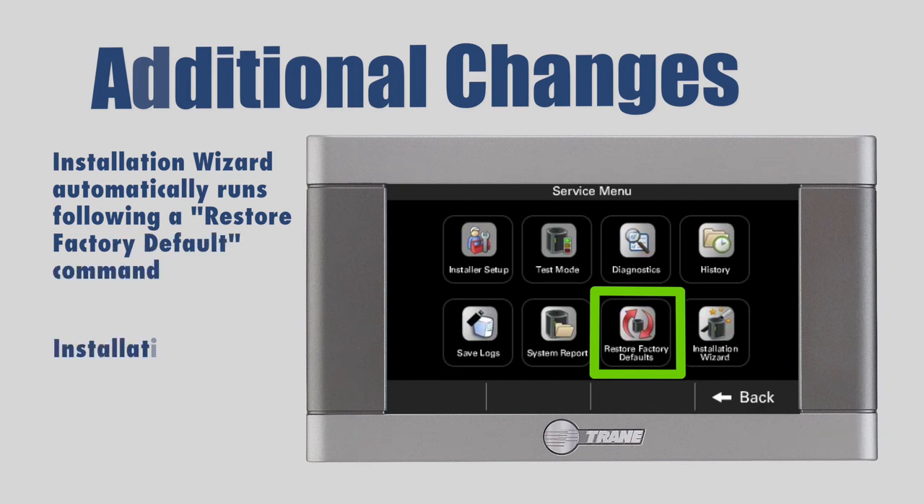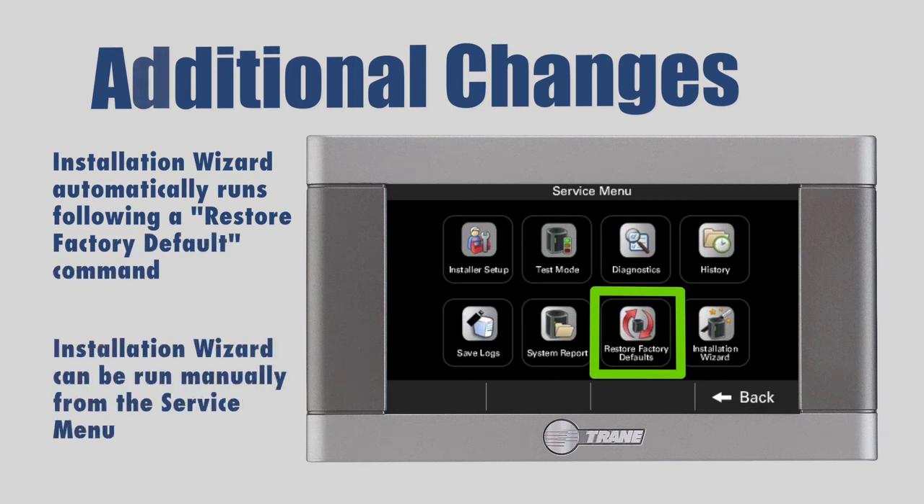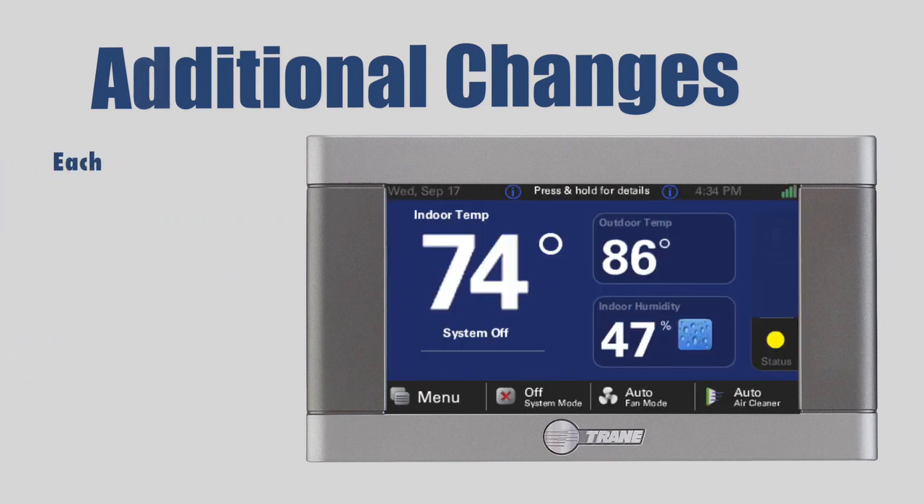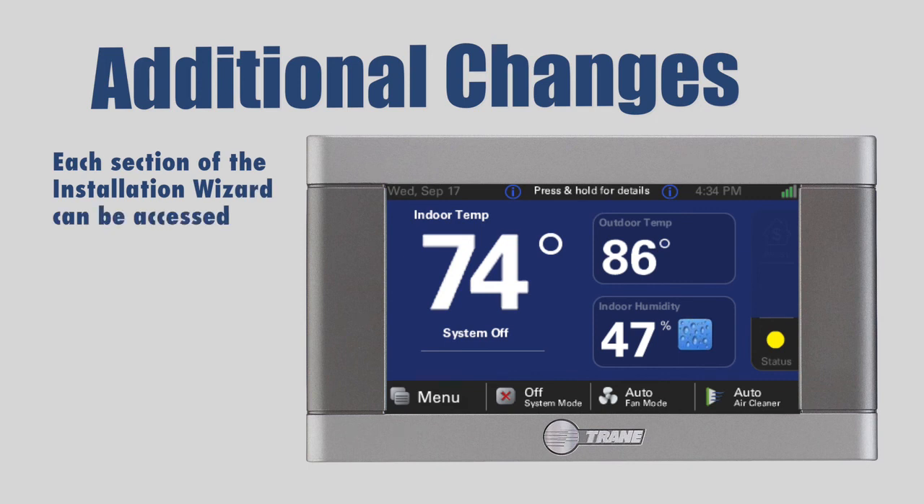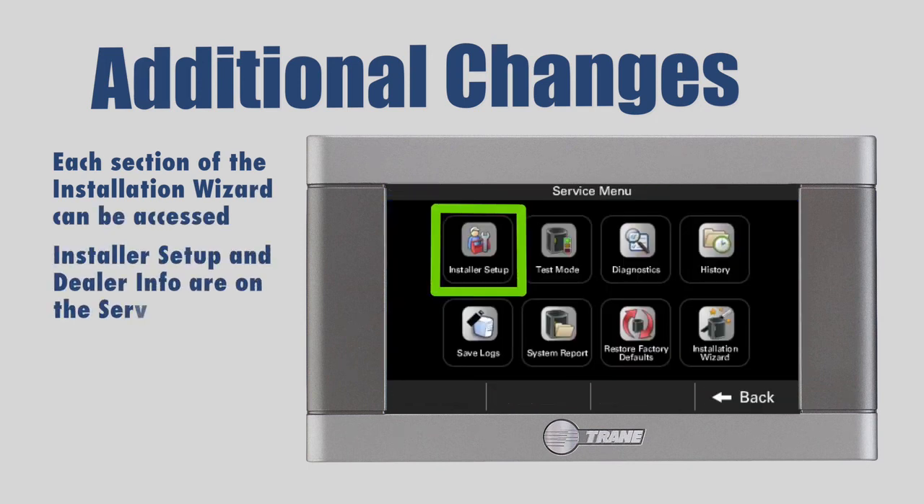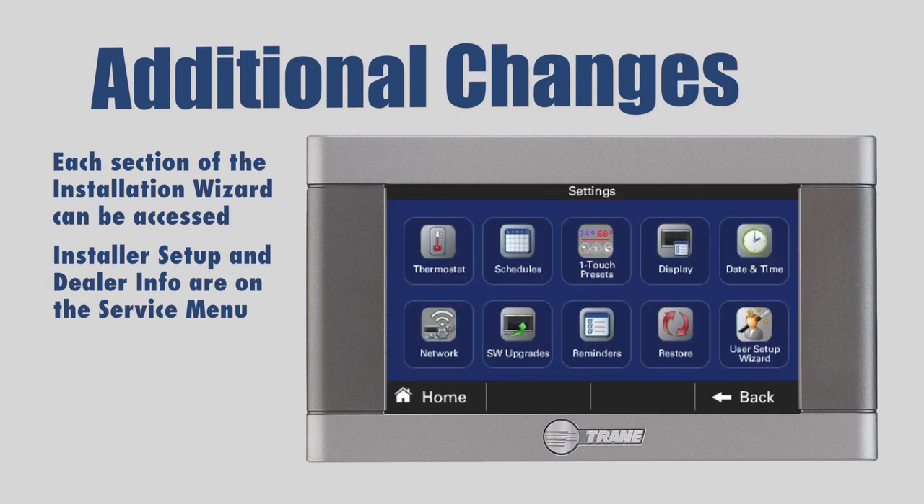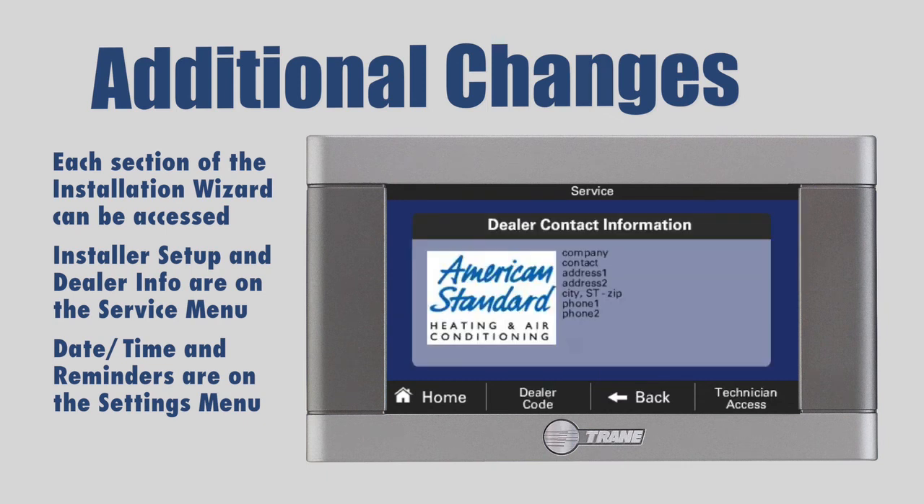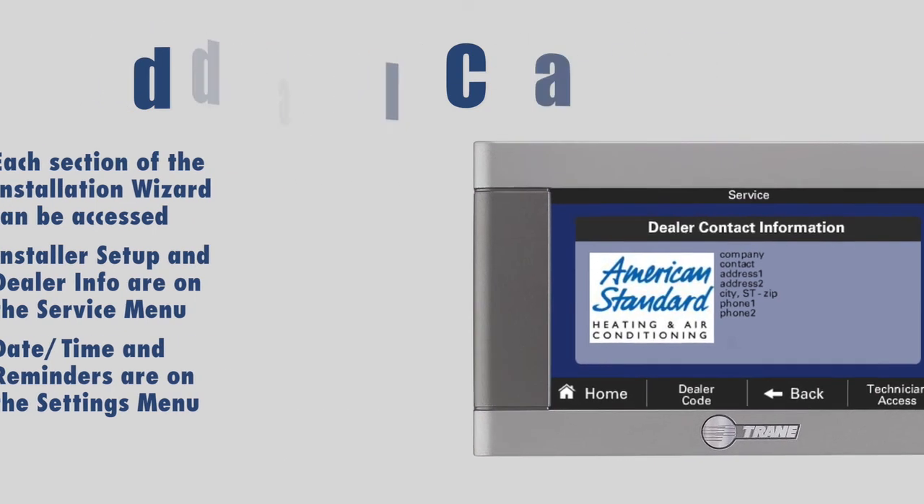The Installation Wizard can also be invoked manually by selecting the Installation Wizard command from the service menu. Additionally, each of the 4 sections of the Installation Wizard can be run independently. The Installer Setup command is located on the service menu. The Date and Time and Reminders commands can be run from the Settings menu, and the Dealer Identification Code can be entered and changed from the service menu.